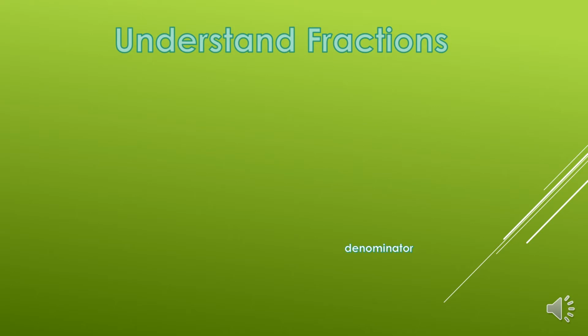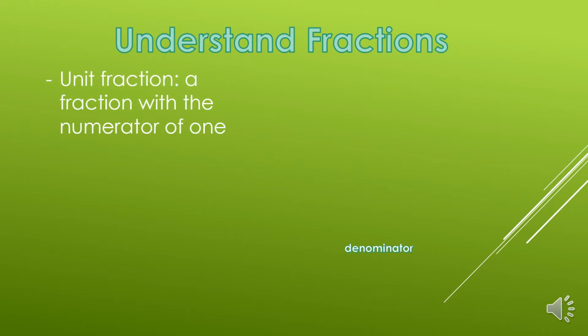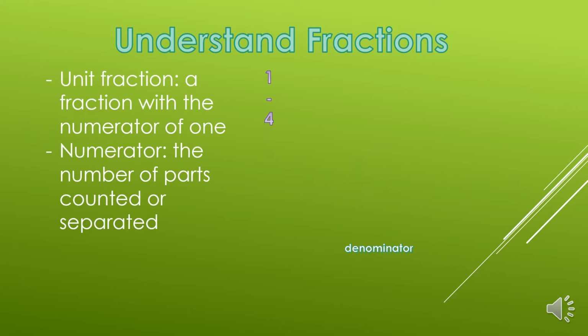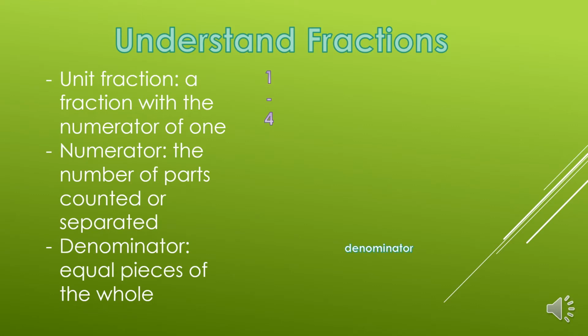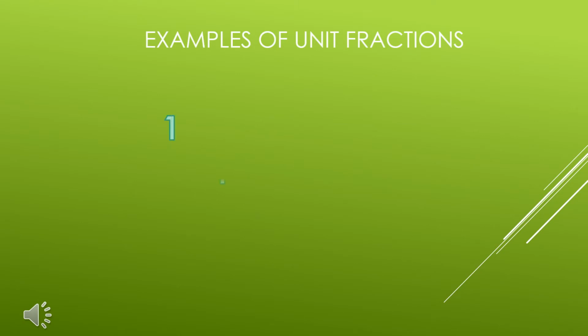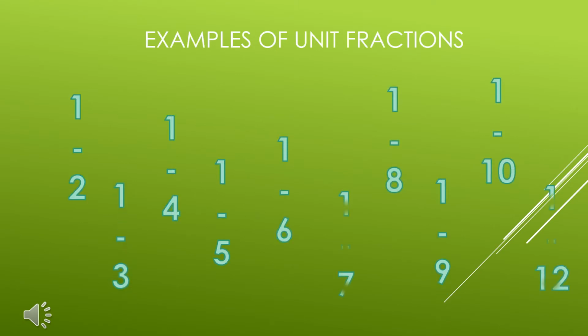Some definitions we need to know are unit fraction, which is a fraction with the numerator of 1. An example is 1 over 4, which is called 1/4. Numerator is the number of parts counted or separated, and denominator is the equal pieces of the whole. Here's an example of 3/4. The numerator is 3, the denominator is 4. Some examples of unit fractions: 1/2, 1/3, 1/4, 1/5, 1/6, 1/7, 1/8, 1/9, 1/10, and 1/12.